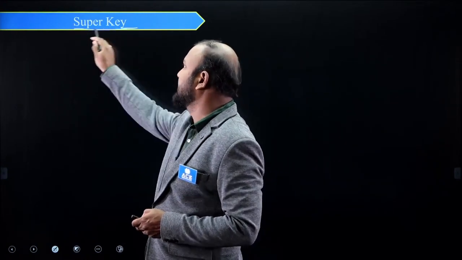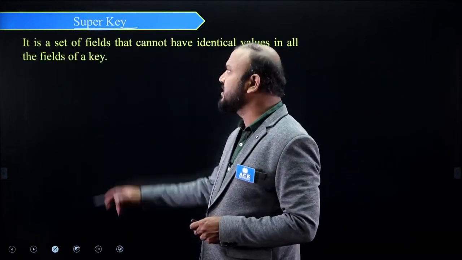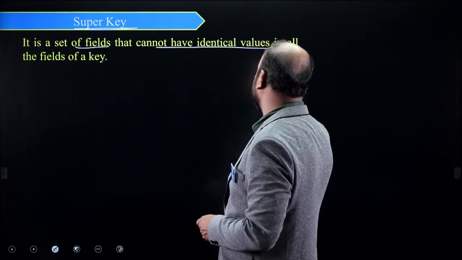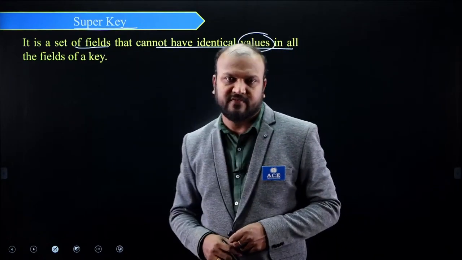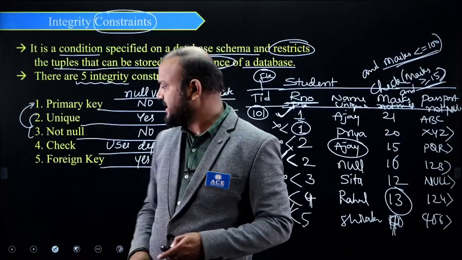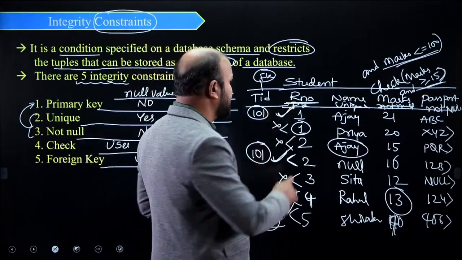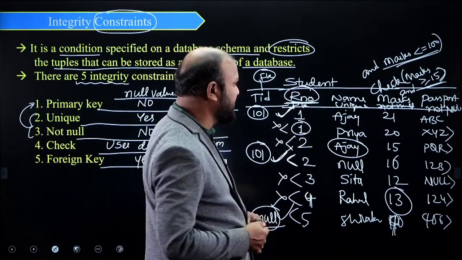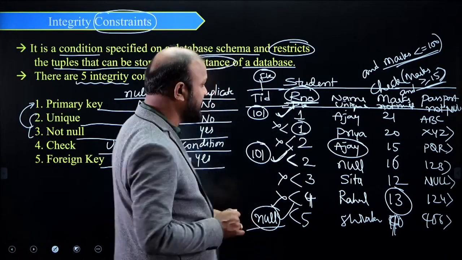Here we are going to discuss super key, candidate key, and primary key. Three things. First, I would like to talk about super key. What is a super key? See, simple thing, it is a set of fields, or we can call set of attributes, that cannot have identical values in all the fields of a key. It doesn't have any identical values. Just now in the previous example, I explained rule number, I called it key. So I used specifically the name primary key, and I will tell you why it is called primary key.